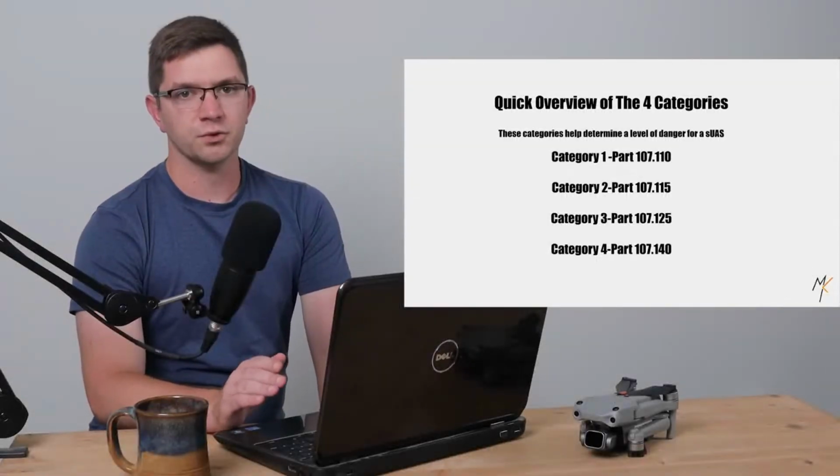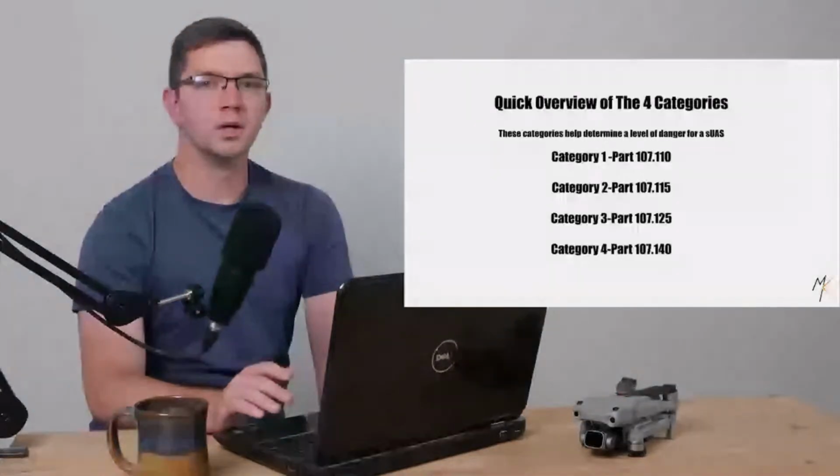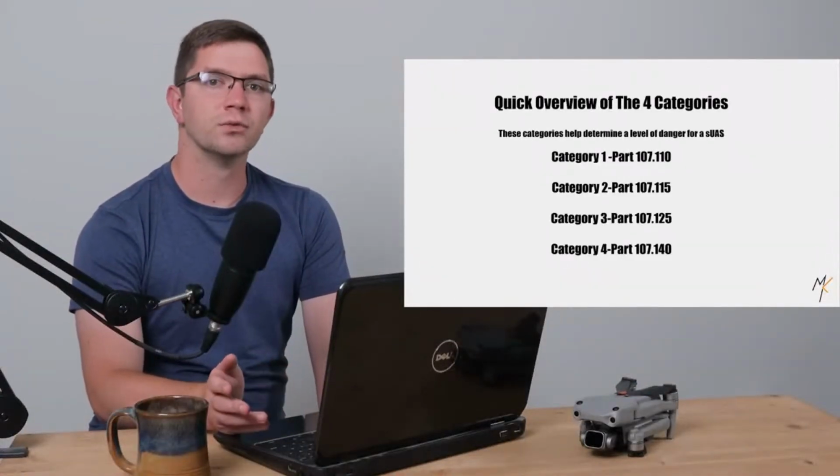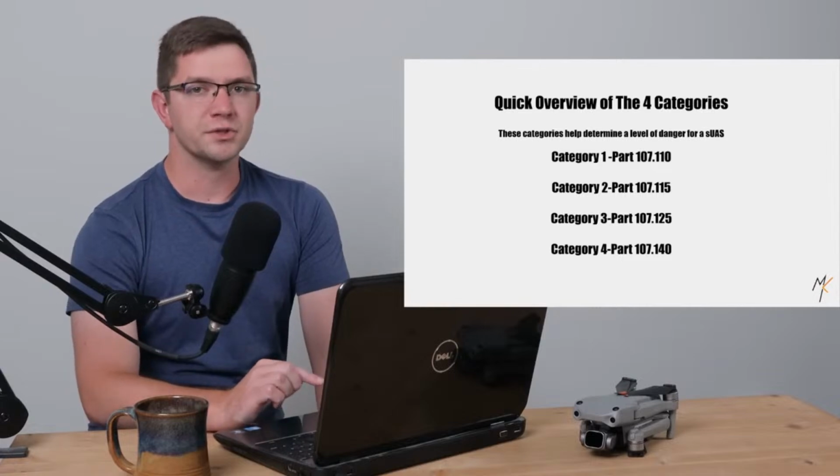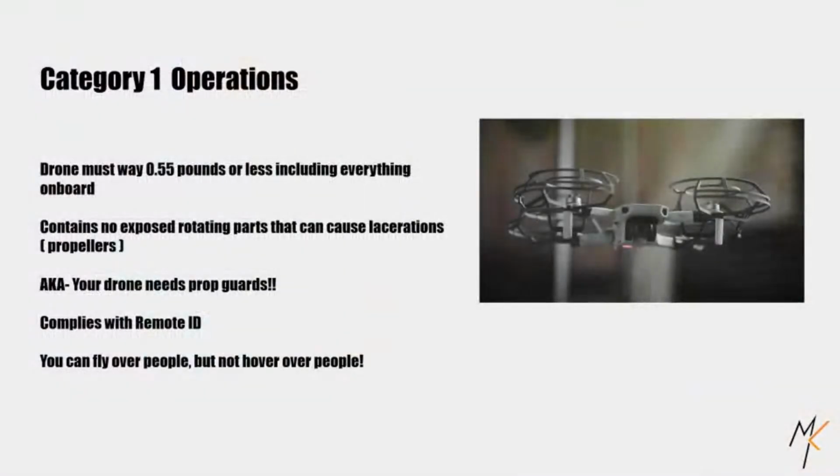Now, I'm going to go over these briefly so you can understand them better, but all of these categories are actually available for you to read more in depth online or in the FAR AIM if you choose to purchase one of those books. So here's the first one. Category 1. You can fly over people if your drone weighs less than 0.55 pounds, but your propellers cannot be exposed to where it can cause lacerations to people, so you need to have prop guards on the drone. Your drone also has to have remote ID, and you're not allowed to hover over people.